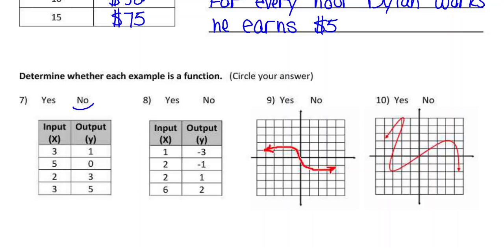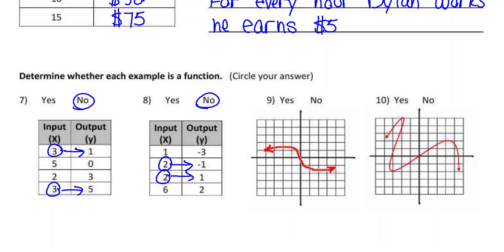So this one's not a function because the 3 is the cheater. 3 is going with the 1, but 3 is also with the 5. If you look at number 8, does number 8 function? Number 8 does not function because 2 is cheating. 2 has negative 1, but 2 is also with positive 1.